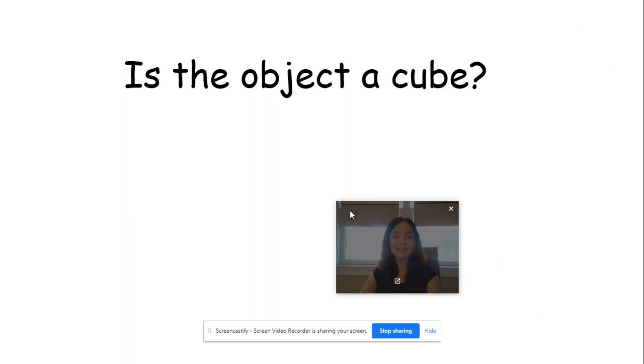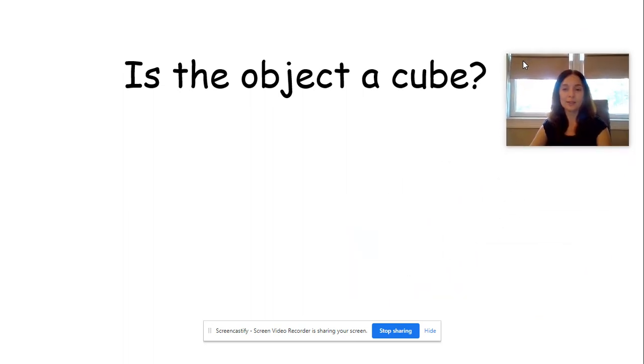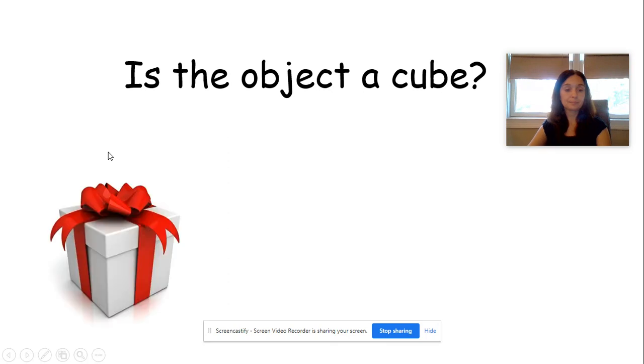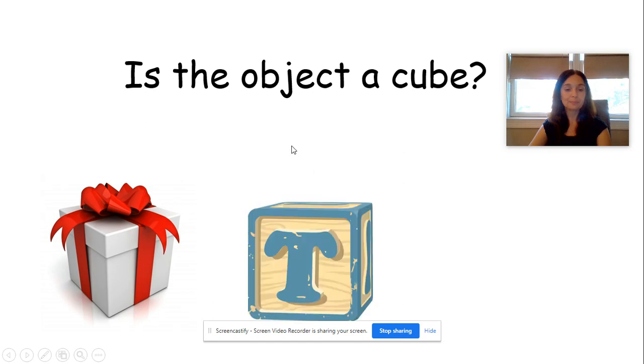Okay. Is the object a cube? Let's look at some different pictures of real life objects, and you can tell me if yes, it is a cube, or no, it is not a cube. A present or a gift? Is it a cube? An alphabet block? Is that a cube? And a crayon. Okay, what do you think?